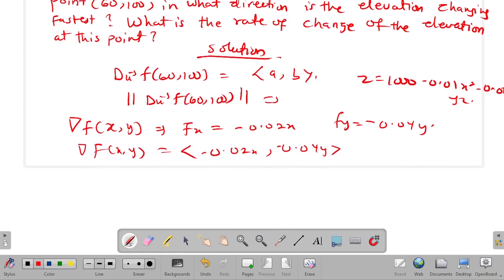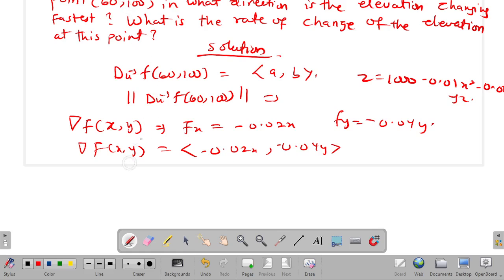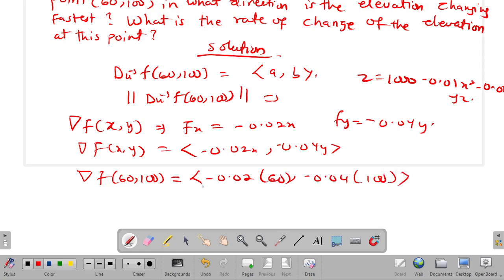Once you have this, you are not done. You find it at the point (60, 100). That's what we need. The gradient at (60, 100) is simply equal to (negative 0.02 multiplied by 60, negative 0.04 multiplied by 100), and this is going to give us (negative 1.2, negative 4). So this is the vector showing us the direction in which our elevation is changing fastest. That's the first answer for the first part of the question.